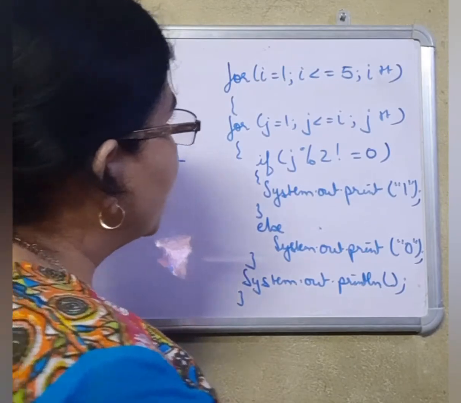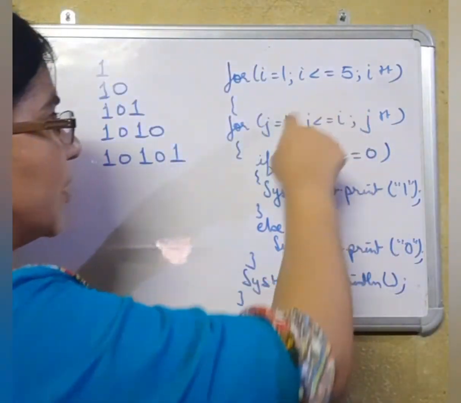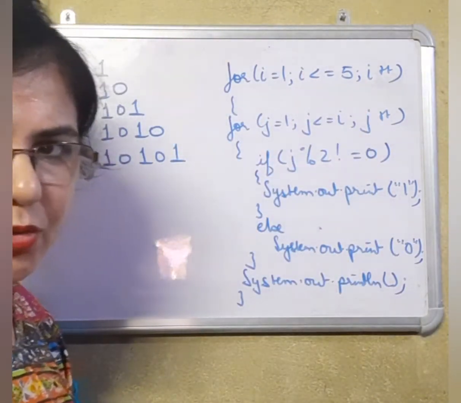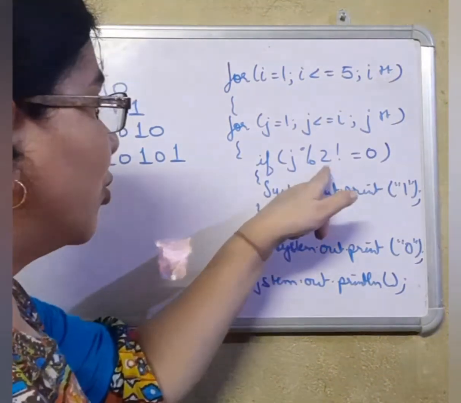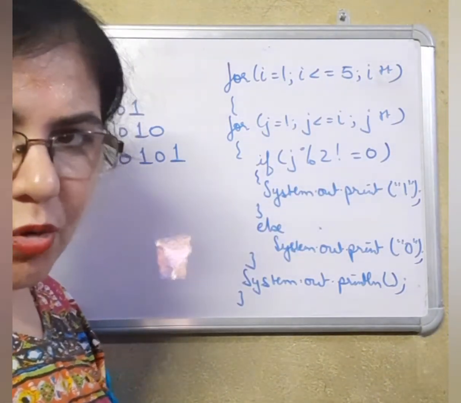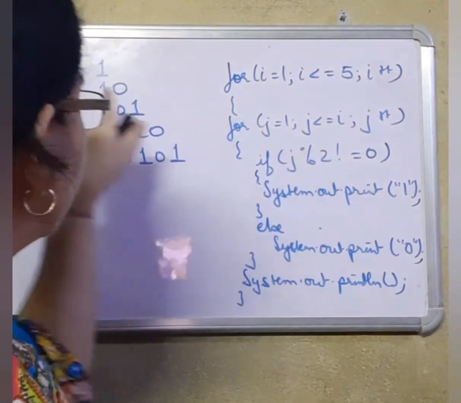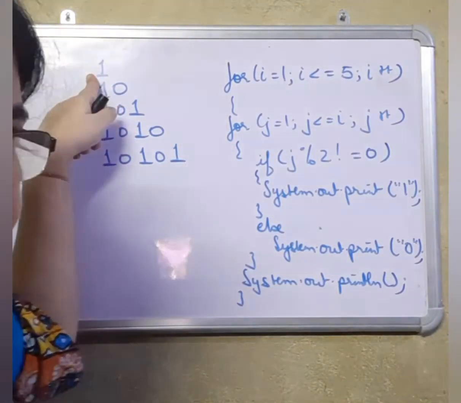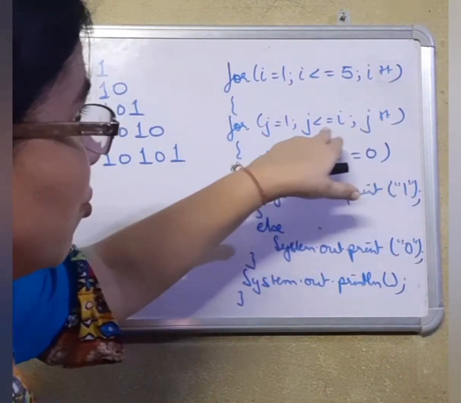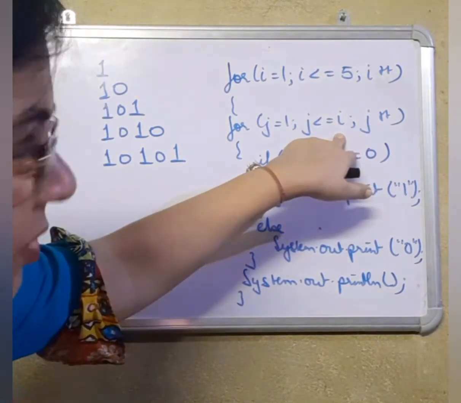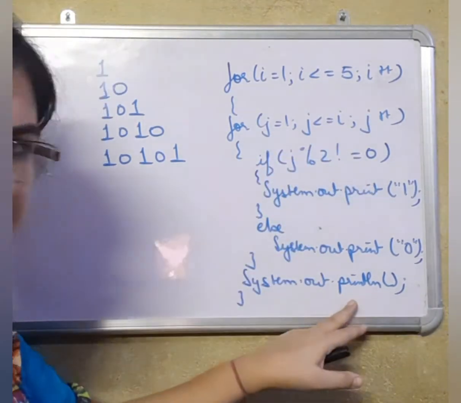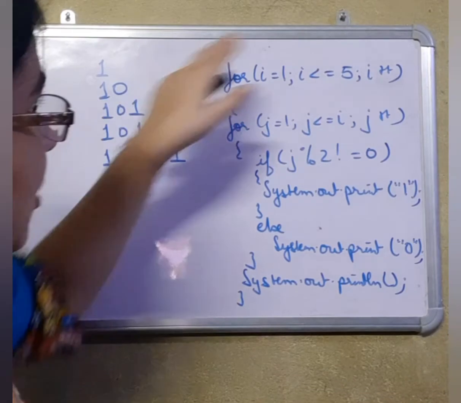So when I is 1, 1 is less than equal to 5 is a true condition. J is 1, 1 is less than equal to 1. And 1 modulus 2 is not 0. It is an odd number. So it will print 1 on the first line. Then J becomes 2, less than equal to 1 is a false condition. It will go to the next line with system.out.println. It will again go back.